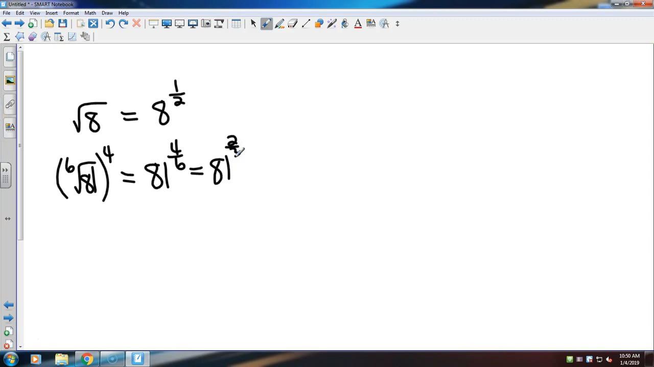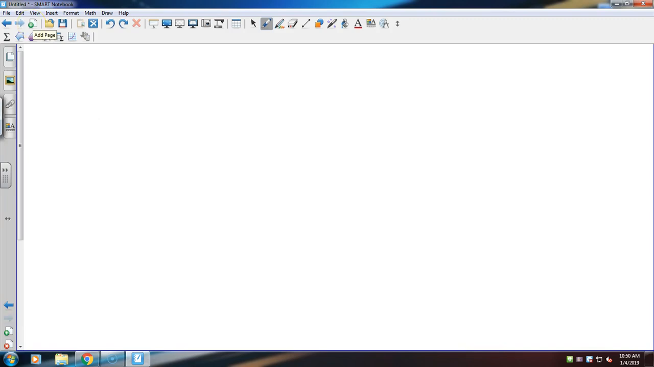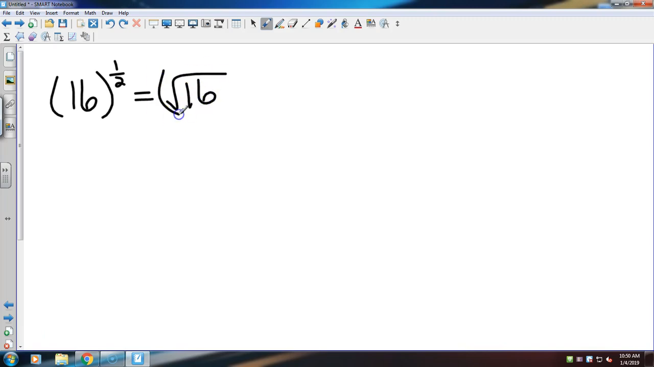Okay, so now let's go the other way. What if I ask you to find the actual value of 16 to the 1/2 power? Remember, the 1 is the power, the 2 is the root. So this is rewritten as the square root of 16 to the 1st. Now, square root of 16, you're probably going to say is 4, but we also have to understand that it could be -4. So the answer to this question is plus or minus 4.